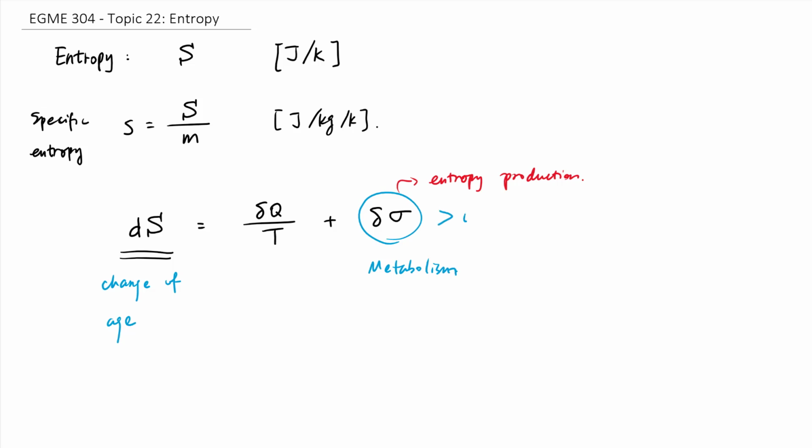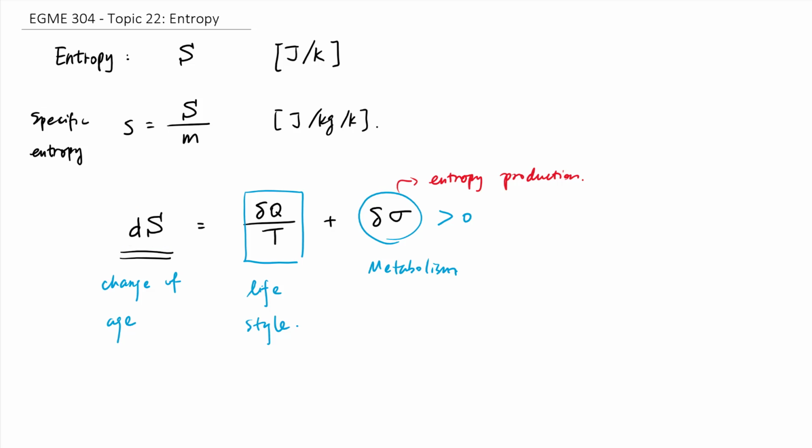And this term will always be greater than zero. Sigma, entropy production, is always greater than zero, which means this term will always make you become older. Our metabolism can only make us grow older. But there is a second reason for our change of age, which is our lifestyle. If heat transfer is positive, it will increase entropy. If your heat transfer is negative, then it's going to slow down the change of entropy.